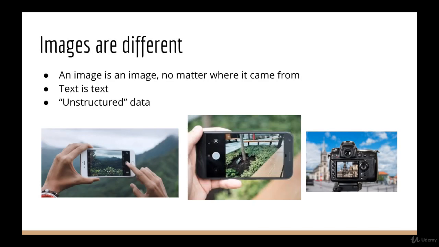However, images are different. An image is an image, no matter where it came from. As I always say, images and text are very special types of data. Sometimes people call this unstructured data, but I'm not a fan of this name because there is clearly structure in this data. Images are images, no matter where they came from. Text is text, no matter where it comes from. So for example, if I take a picture with my iPhone, it's going to have the same structure as a picture I take with my Android phone. It's going to have the same structure as a picture you take with your digital camera. A tree or a bush is going to be a green object, no matter what device you used to take the image.